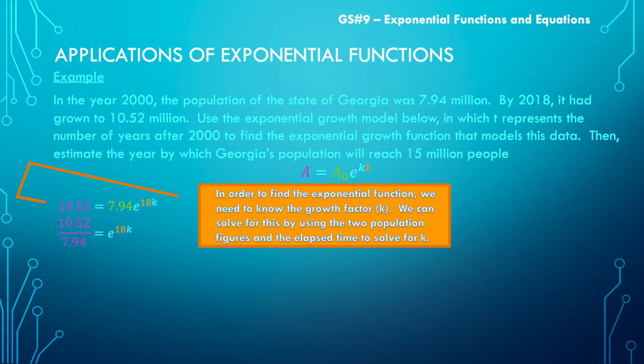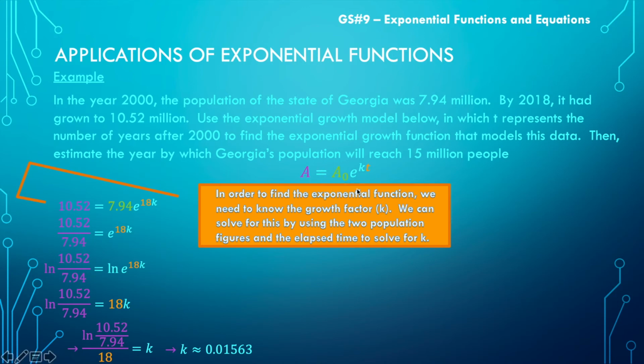So again, we're going to isolate K by working our way from the outside into K, eliminating piece by piece what's going on. So let's go ahead and get rid of the 7.94 by dividing it out. And then let's get rid of the e by taking the ln of both sides. And that really means that the ln of e is gone. We just have the 18K on the right. And then let's get rid of the 18 by taking that natural log of 10.52 divided by 7.94 and dividing that whole thing by 18. Now we can go ahead and approximate what our K value is, which is our growth factor. So K is approximately 0.01563.